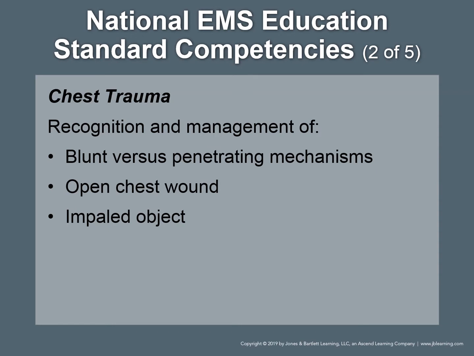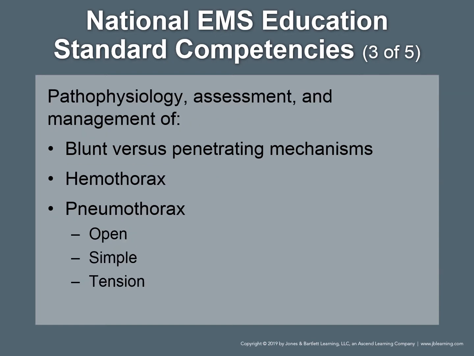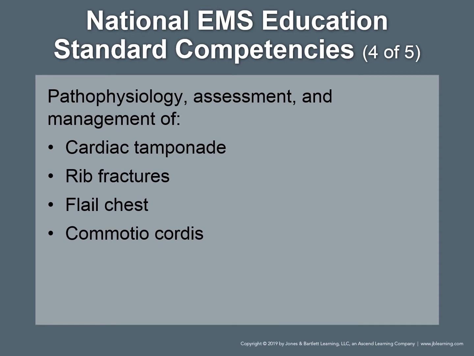So we want to be able to recognize and manage blunt versus penetrating mechanisms. Really going to talk about open chest wounds and how to manage those, impaled objects in the chest. We're going to talk about hemothorax, pneumothorax, and the three types of pneumothoraxes that we see the most often in EMS, which is your open, your simple, and your tension. And we'll get into all that a little bit further on in the lecture.